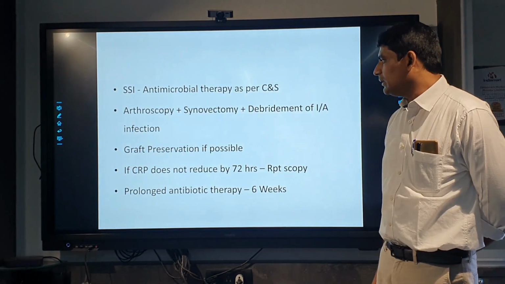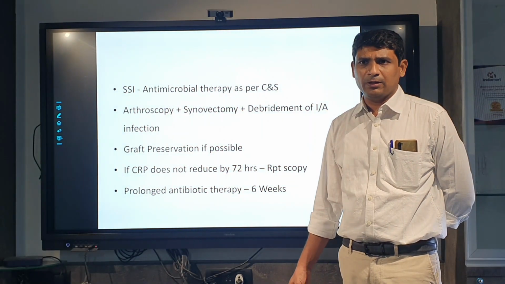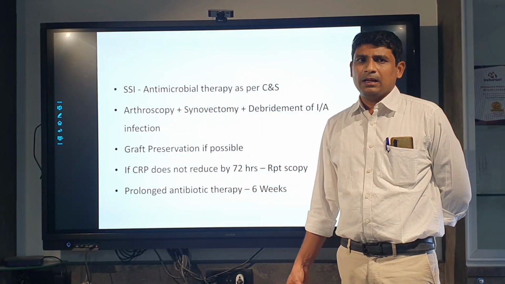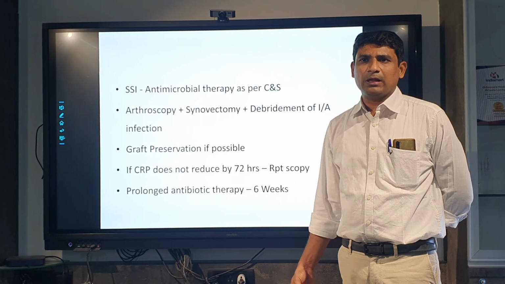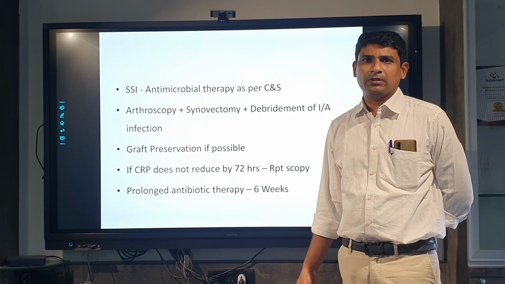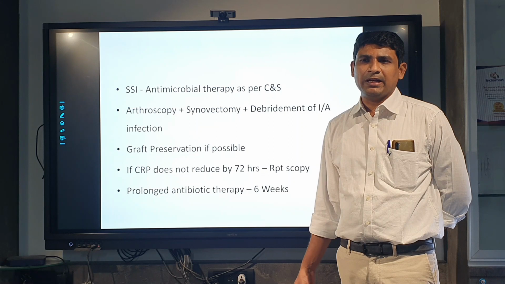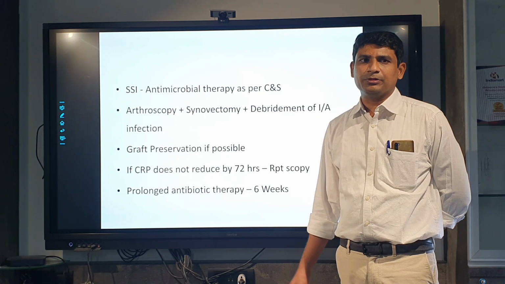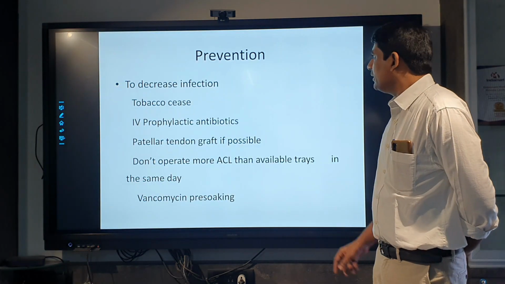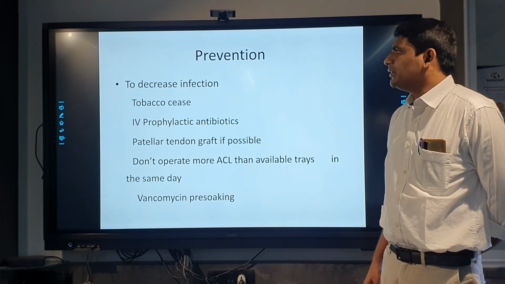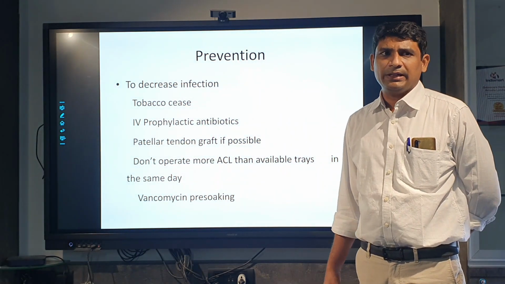And antibiotics are given for a period of 6 weeks. If it is a purulent infection with heavy growth, IV antibiotics may be given for 6 weeks, or else for 2 to 3 weeks of IV antibiotics, and once the infection is controlled, we switch to oral antibiotics. And it is always better to prevent the infection than to treat it.